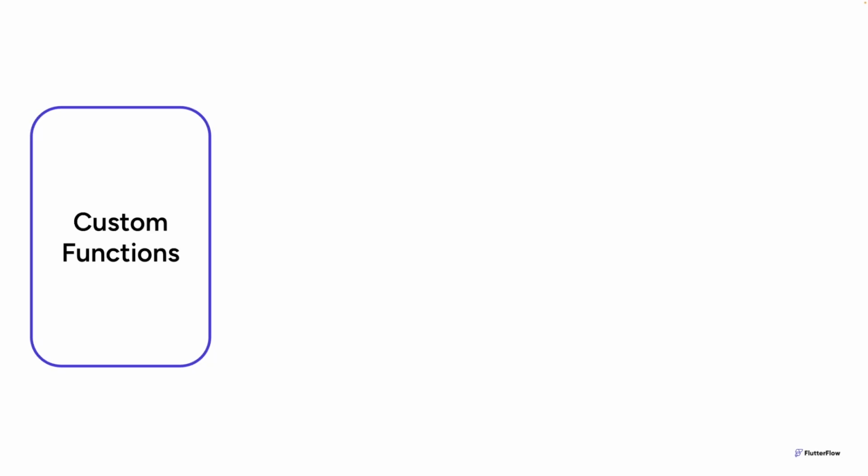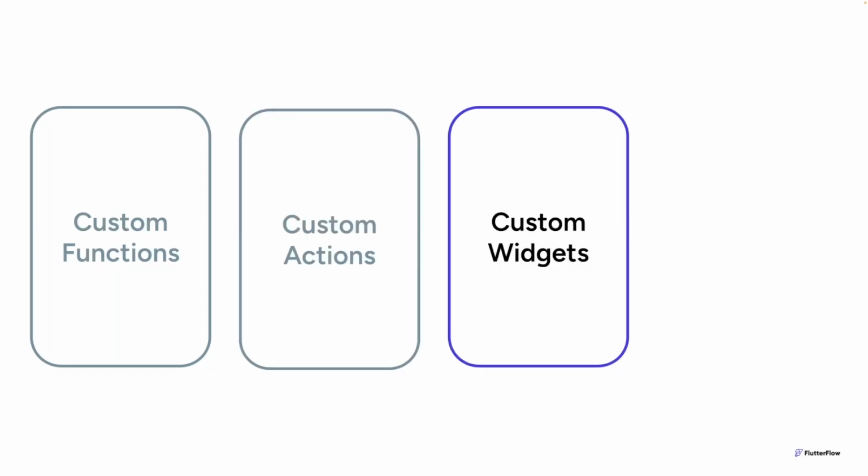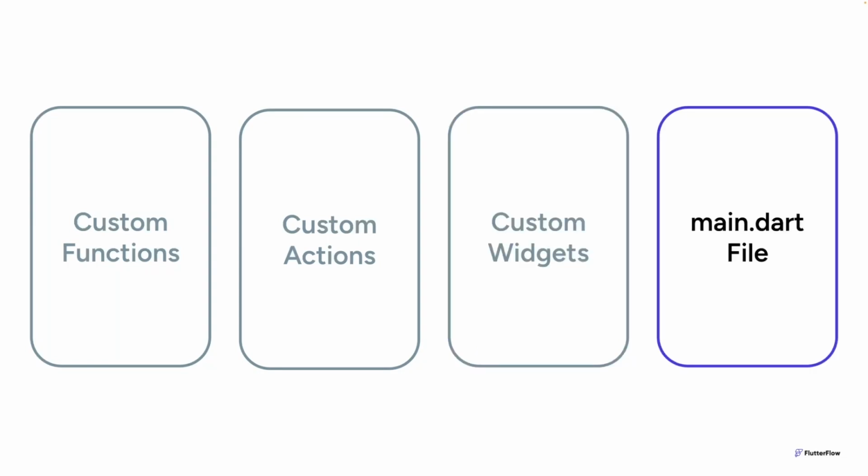FlutterFlow provides four different ways to accommodate these needs. You can write custom Dart functions to perform specific tasks or calculations. You can implement custom actions that user interactions or other triggers can trigger. You can create custom Flutter widgets to achieve unique UI designs or behaviors. And you can also edit some parts of the main.dart file, which is the main entry point for any Flutter application.